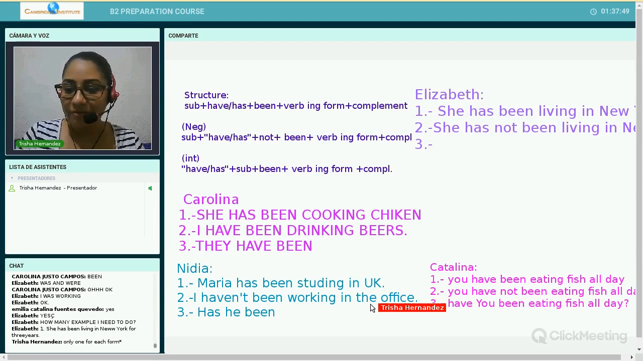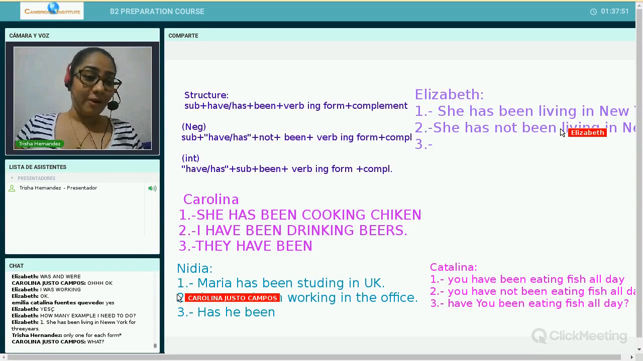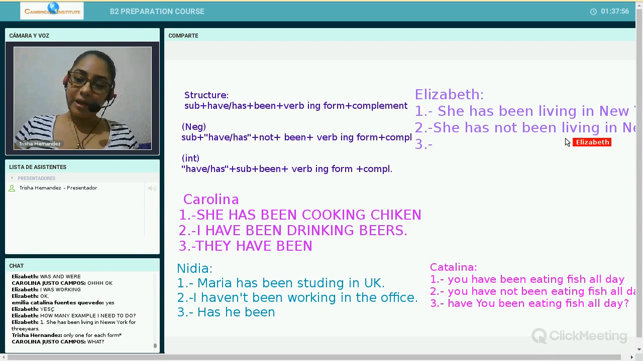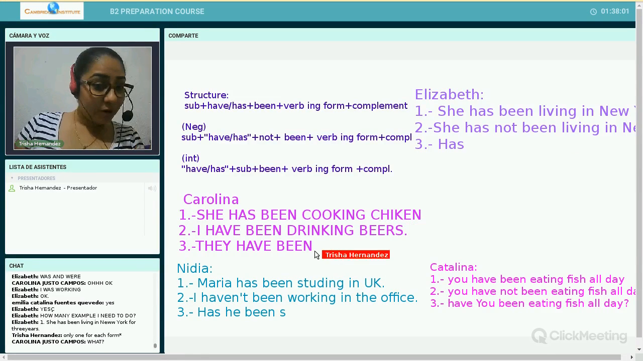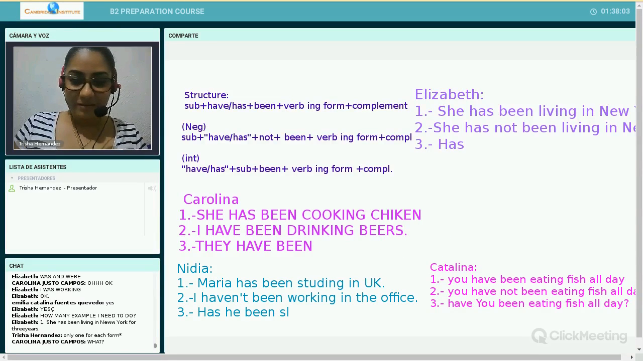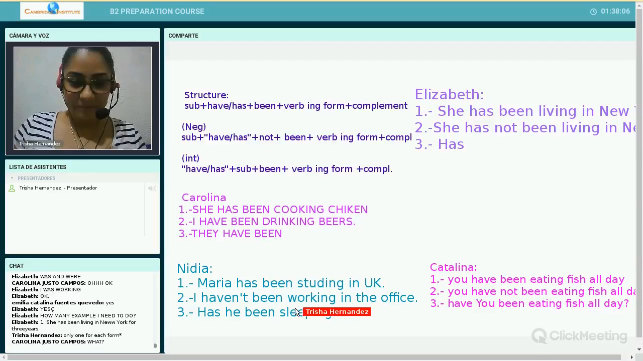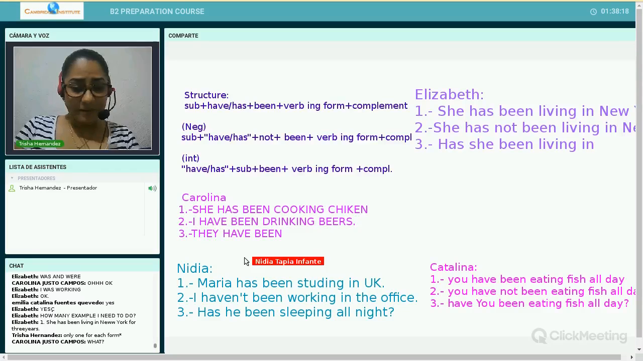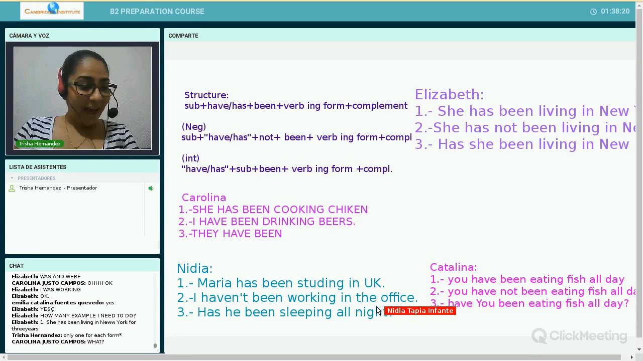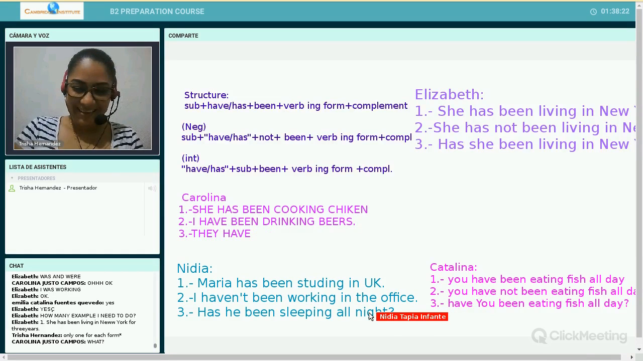Like Catalina, have you eaten fish all day? Her complement is all day. She's adding that information, all day. You have not been eating fish all day. Have you been eating fish all day? Yes. In the UK. I haven't been working in the office. Has he been sleeping all night? Nidia. All night.